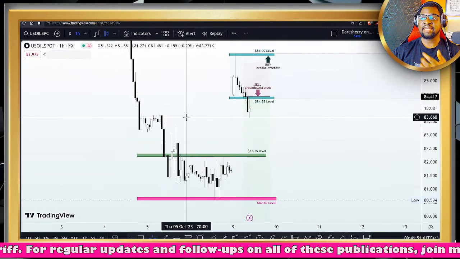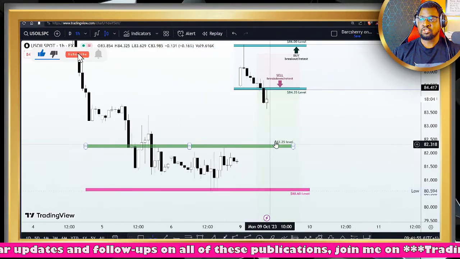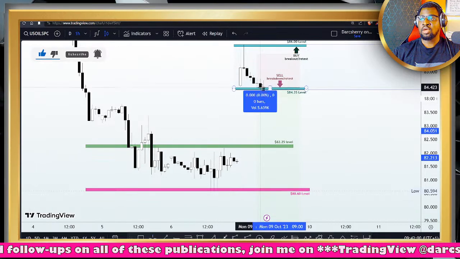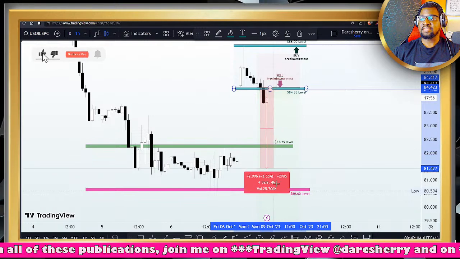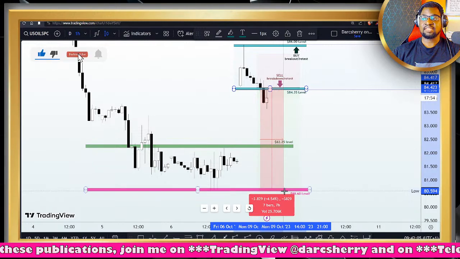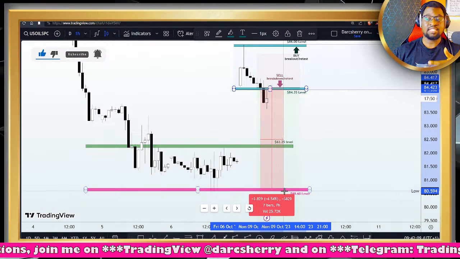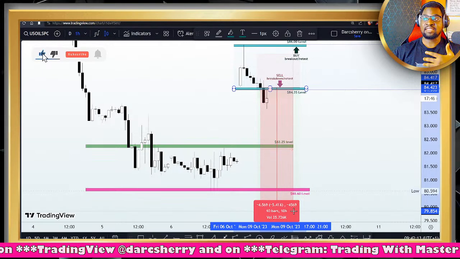So the TP target of this sell position is going to be, we have levels such as the $82.25 level, which will dovetail to how many pips that is. That's about 220 pips. And if it extends further into the $80.60 level, we have it extended by 380 pips. And if it goes on to break down the structure, then we can continue to maximize this move.